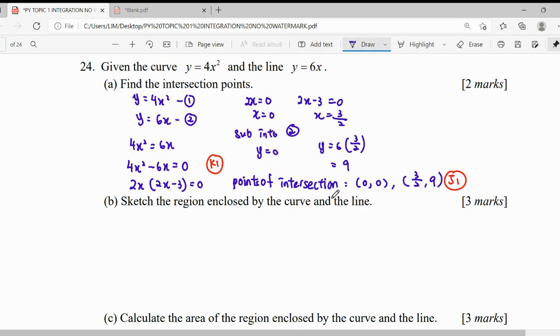For question B, they say sketch the region enclosed by the curve and the line. So I need to draw out this quadratic graph and this linear graph, and then find the region which is bounded by the curve and the line. For the quadratic, you can see x squared and nothing at the back here, so the quadratic is symmetrical about the y-axis. When x is 0, y is 0. Its intersection is at the origin.